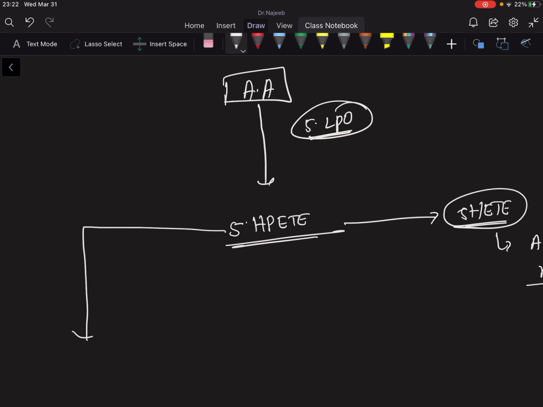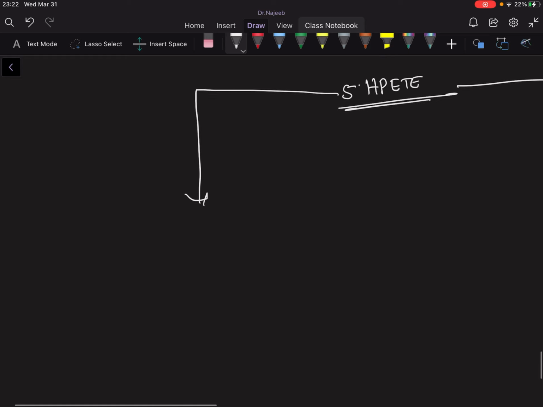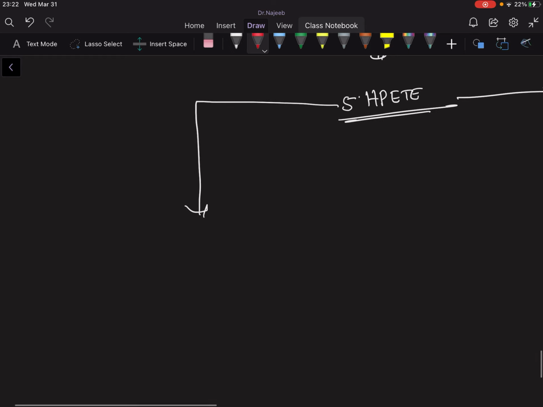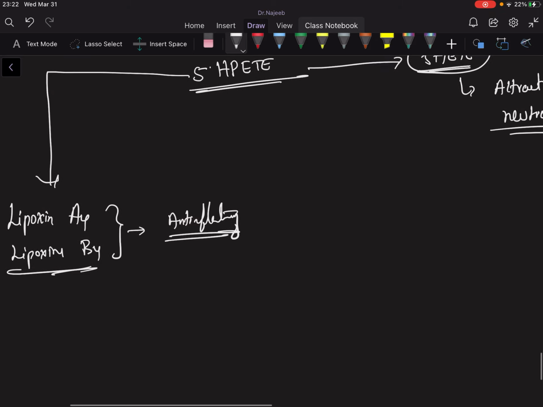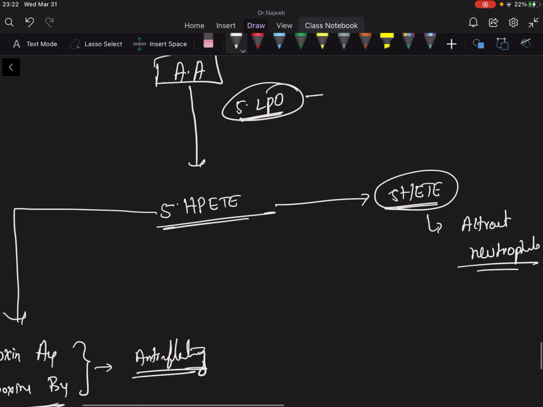or it can enter into another pathway, which is the 12-lipoxygenase pathway. It means the enzyme working here is 12-lipoxygenase, and it will produce substances such as lipoxin A4 and lipoxin B4. So what is the importance of this? They have anti-inflammatory effects. This 5-lipoxygenase is mostly present in neutrophils.